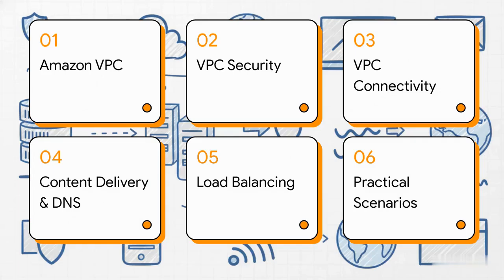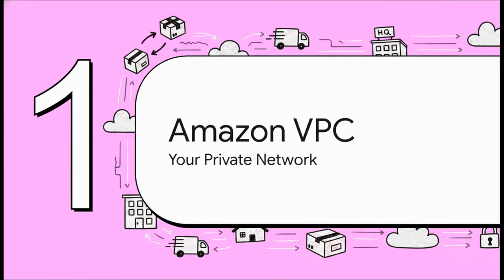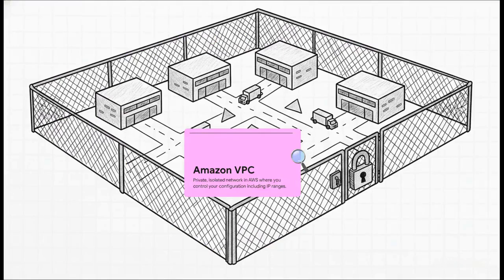We're going to cover Amazon VPC, VPC security, VPC connectivity, content delivery and DNS, load balancing, and finally, some practical scenarios. Let's kick things off with Section 1, Amazon VPC. So think of the virtual private cloud, or VPC, as the local headquarters of your delivery business. It's basically your own private, isolated data center right there in the cloud.